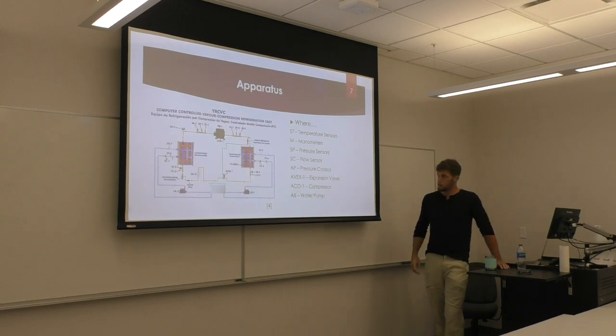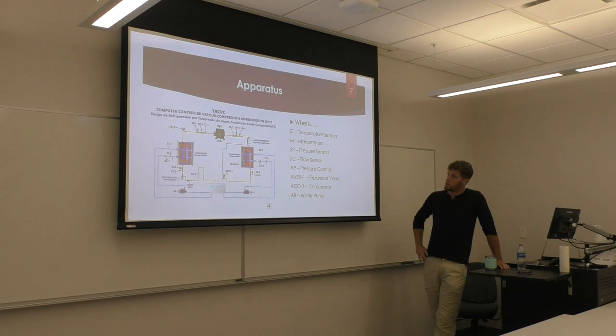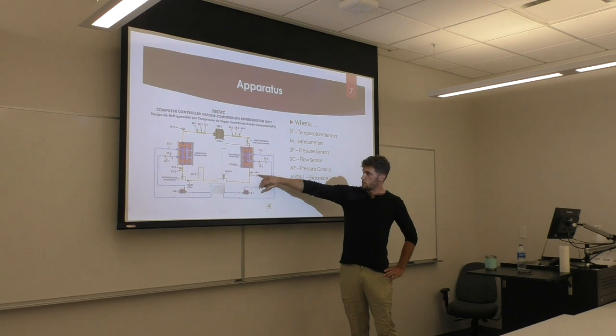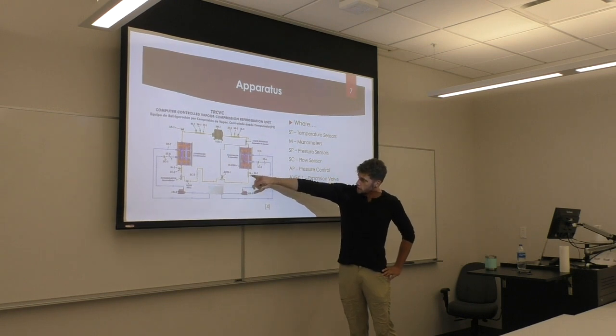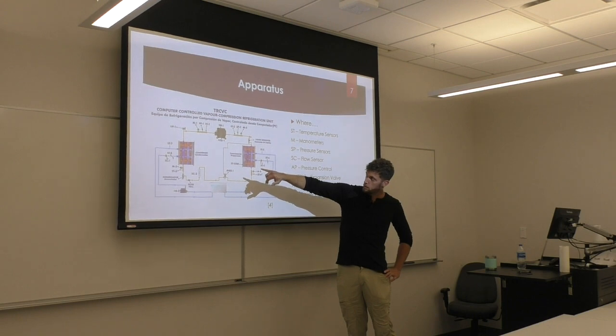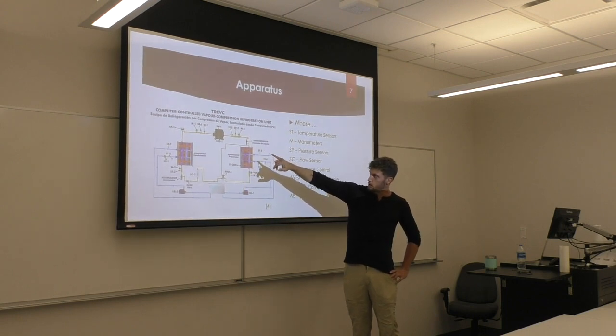Here's our apparatus. Everything you see up there with the ST is a temperature sensor. M's are for manometers. We have the pressure sensors, the flow sensors. They're on all sides so you can run analysis. You see that you got the manometers and the temperature sensors on each side, on the bottom side of your evaporator, and on the output of the condenser. We have it on both sides of the compressor.